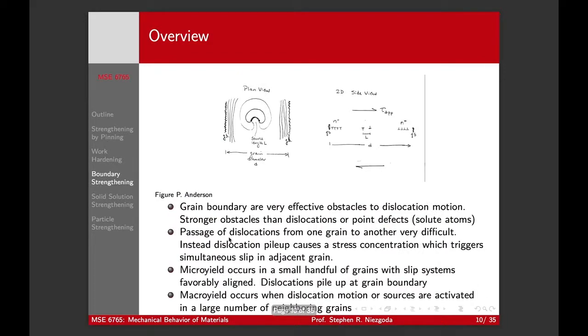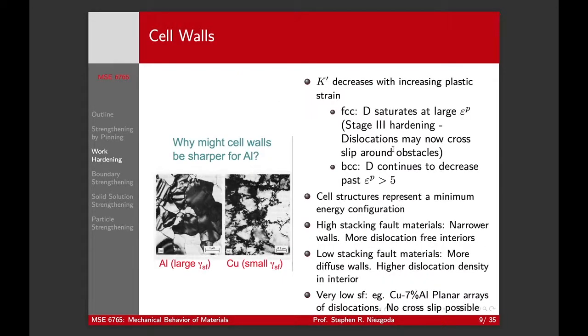Excuse me. Okay. So we'll talk a little bit more about these cell wall structures in class, but they represent a minimum energy configuration, right? It's less energy overall for dislocations to form these arrays of cell walls than to be homogeneously distributed through the matrix in high energy configurations, right?